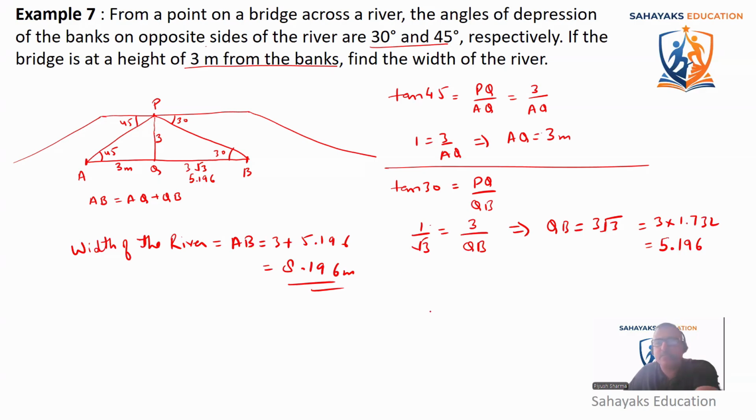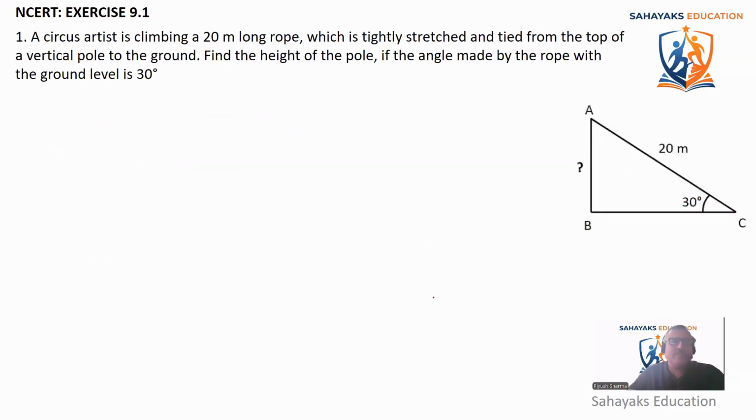Now, coming to the next question. Okay, so now we have the exercise. A circus artist is climbing a 20-meter long rope. Okay, so there's a circus artist who will be climbing from ground to here on this rope. So this AC is the rope. He's climbing up here. And it's a 20-meter rope, which is tightly stretched from the top of the vertical pole to the ground. Okay, find the height of the pole. So you have to find the height, AB.